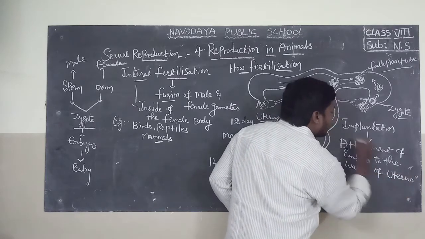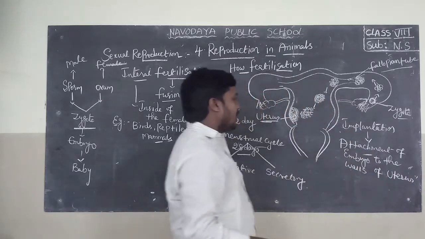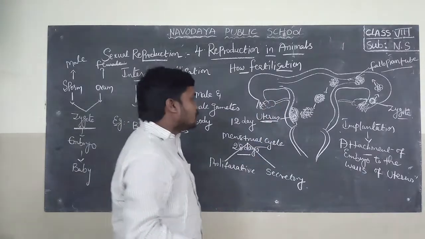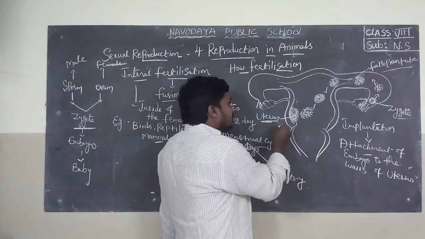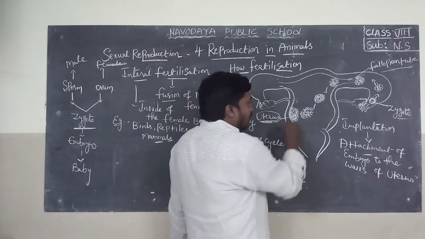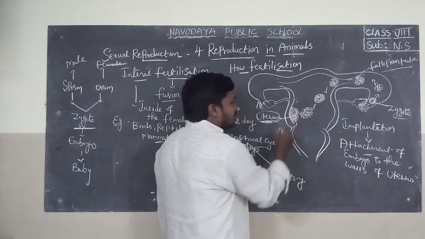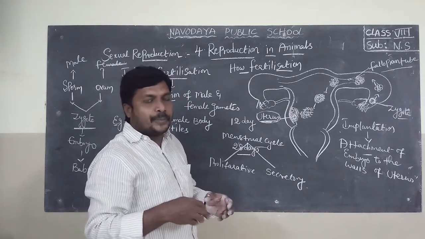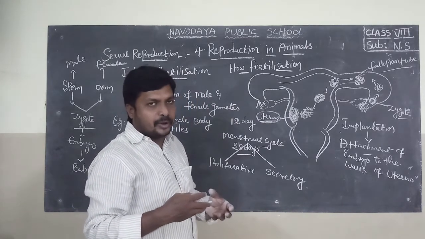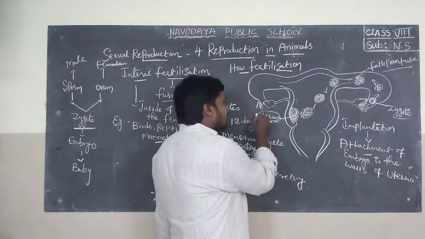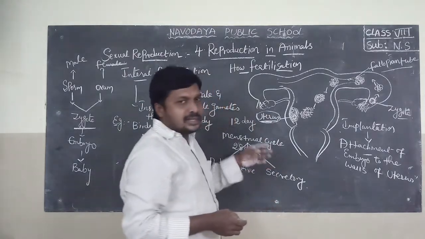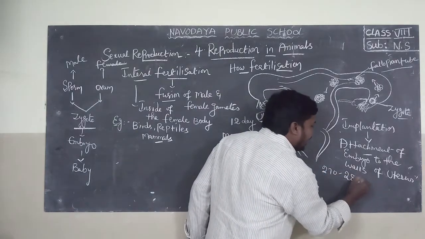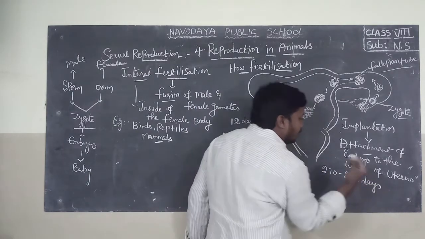The attachment to the walls of the uterus is known as implantation. Like this, implantation takes place in a female human being. So the embryo grows in the uterus only. If you observe, the uterus of a female human being is elastic in nature. When the embryo increases in size, the uterus size also increases. Like this, the embryo stays 270 to 280 days in the uterus only.